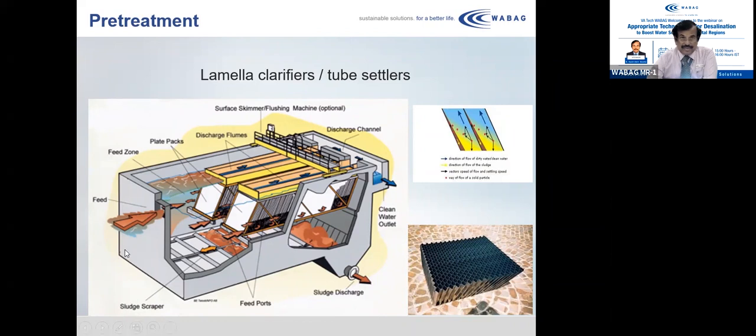So even with an inlet TSS of around 1500 milligrams per liter, we were able to get clean water with less than 20 milligrams per liter of TSS. So this is very effective. If your TSS levels are high, you can go in for a lamella clarifier, which is very compact. It occupies less area compared to normal clarifiers, and is very, very effective. The consumption of coagulant is also not very high in lamella clarifiers.